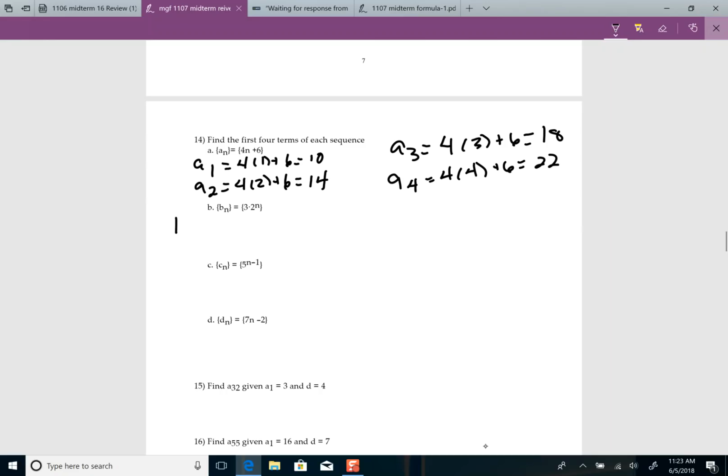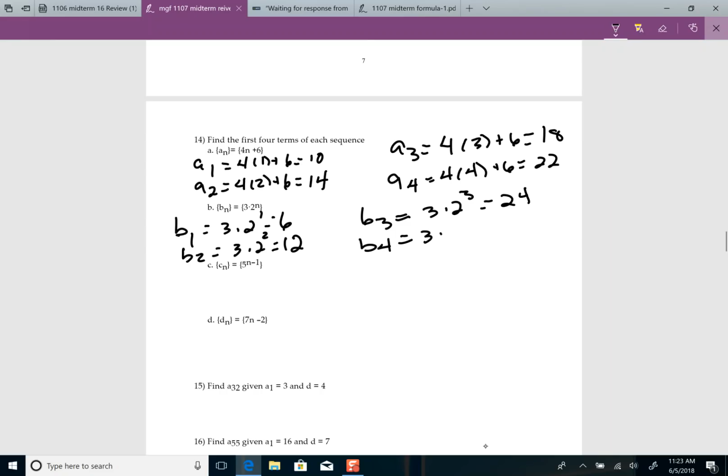All right, so for letter B, B1 is 3 times 2 to the 1, which is 6. B2 is 3 times 2 squared, so 4 times 3 is 12. B3 is 3 times 2 cubed. This is 24, or sorry, 8 times 3 is 24. I'm telling you the answer. B4, 3 times 2 to the 4th. 2 to the 4th is 16. 16 times 3 is 48.